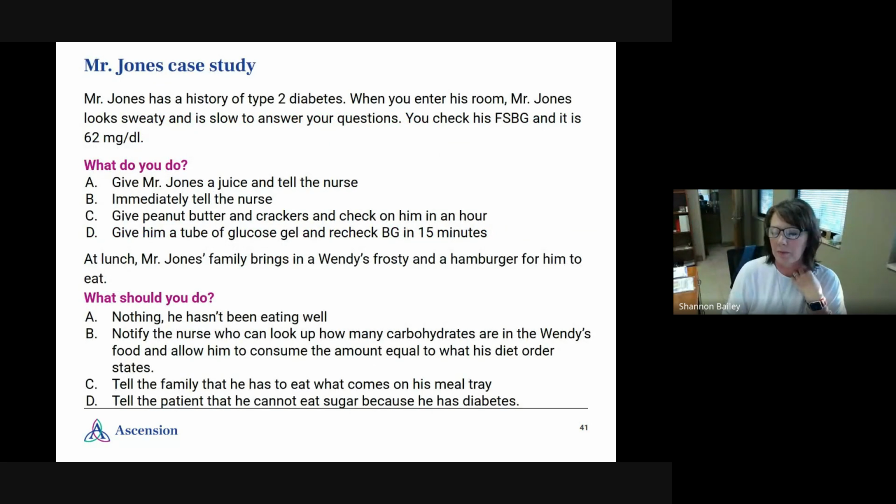Okay, this may be our last one. Mr. Jones has a history of type 2 diabetes. When you enter his room, Mr. Jones looks sweaty and is slow to answer your questions. You check his blood glucose and it's 62. What do you do? Do you give Mr. Jones a juice and tell the nurse? Do you immediately tell the nurse? Do you give peanut butter and crackers and check on him in an hour? Do you give him a tube of glucose gel and recheck blood sugar in 15 minutes?